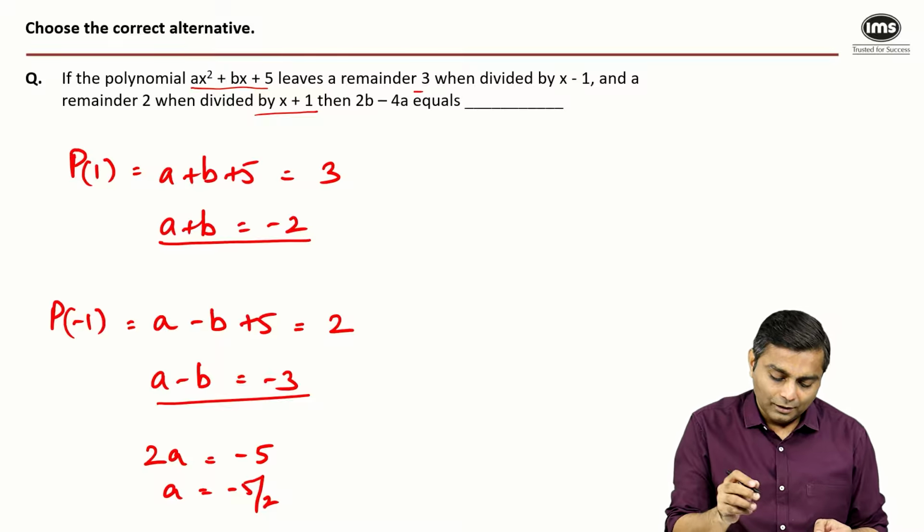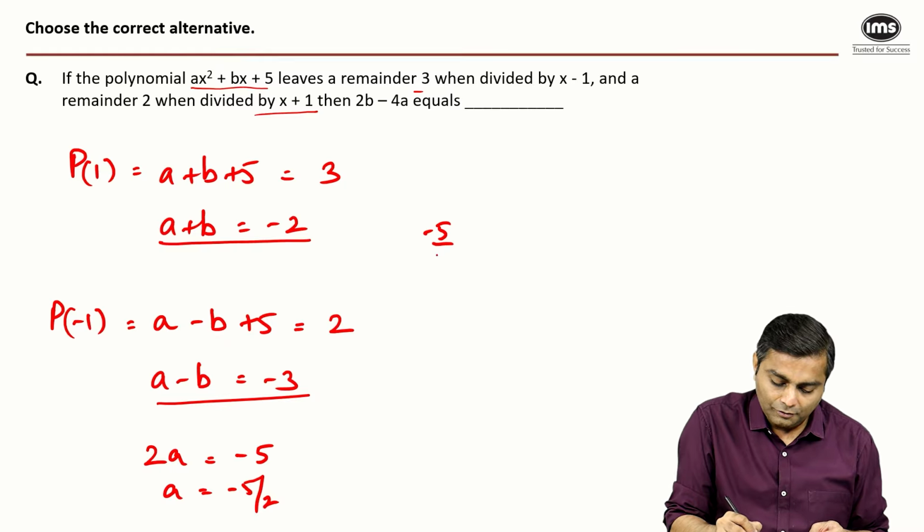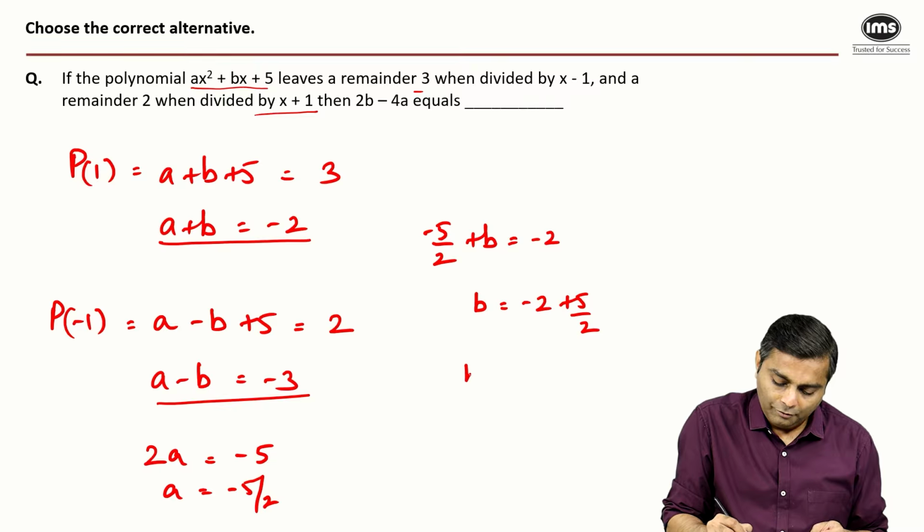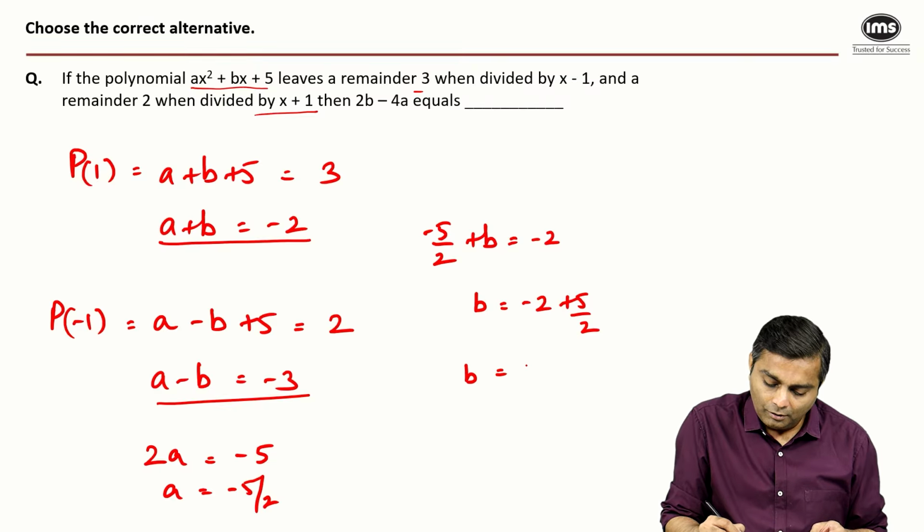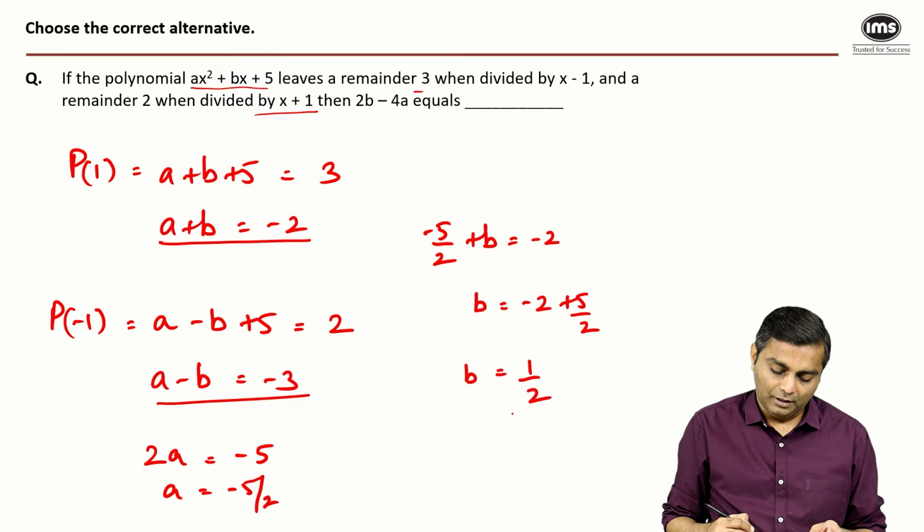Now, let's put this in the first equation maybe. So, minus 5 by 2 plus B is minus 2. So, B is equal to minus 2 plus 5 by 2. Therefore, B is equal to minus 4 plus 5, which is 1 by 2. So, minus half. Okay, great.